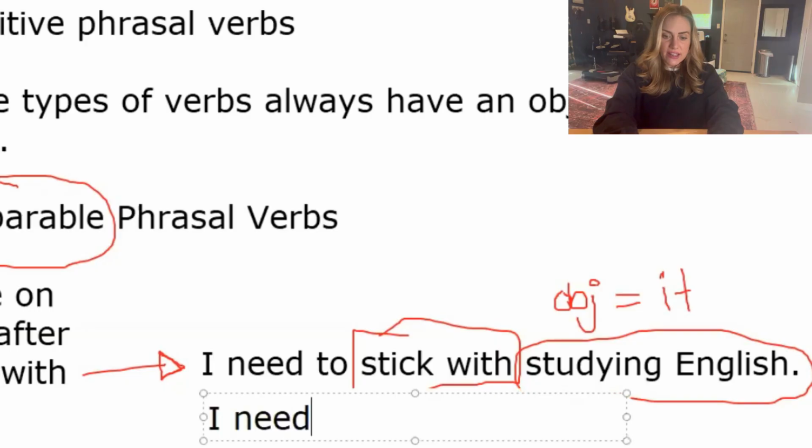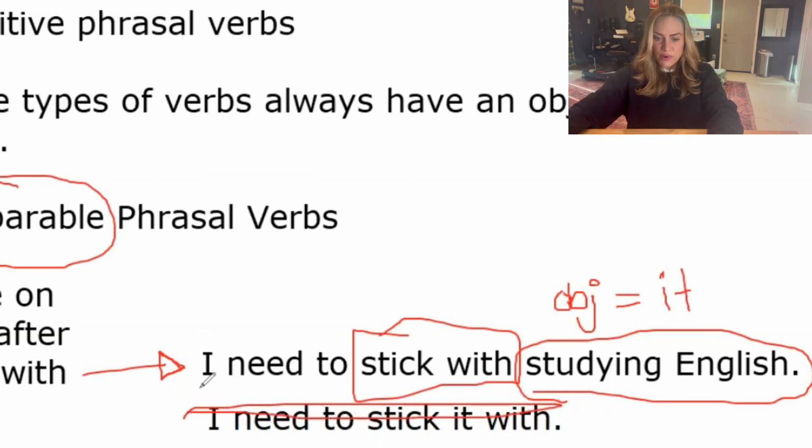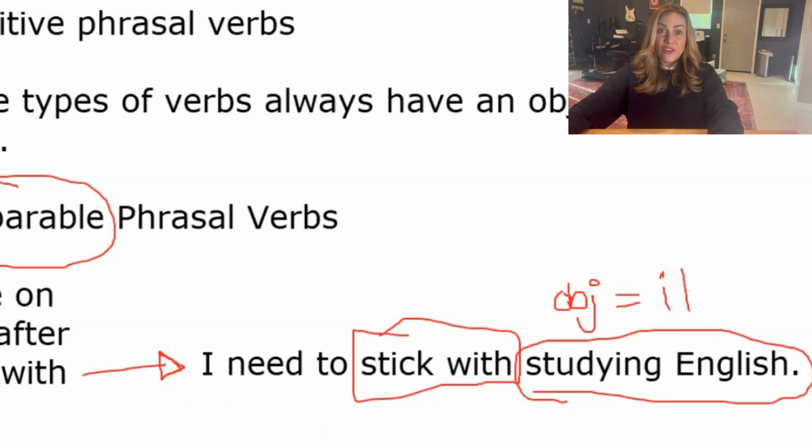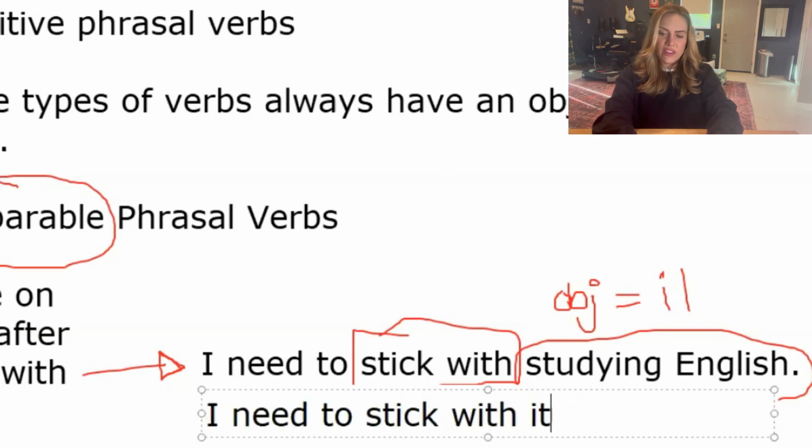If I wanted to turn the object into a pronoun, the pronoun for studying English is it. It's one activity, it. Can I separate it in that case? I need to stick it with. No, I can't do that because it is inseparable. So don't put the pronoun in the middle either. What you have to do if you want to use the pronoun is keep it at the end. I need to stick with it. I need to just stick with it and not give up. You need to stick with it too.